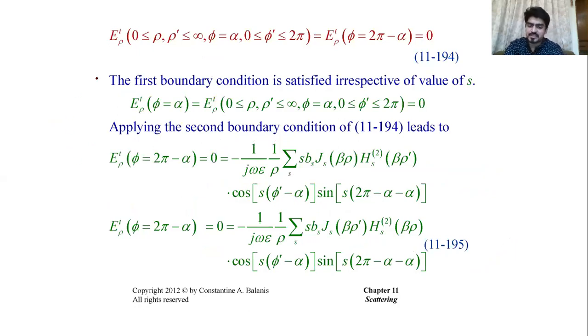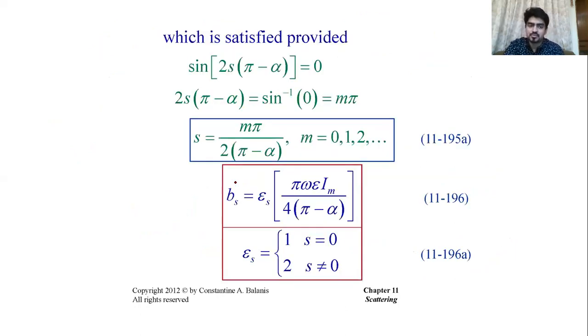So we can find that E rho component using Maxwell's equations, and then we can equate it to 0 for phi equals alpha as well as phi equals 2 pi minus alpha, those two boundary conditions, okay? When we impose those two boundary conditions, we already know that at phi equals alpha it is going to go to 0 because of that sine function. However, when we impose the other boundary condition at phi equals 2 pi minus alpha, we will be able to find the value or expression of the S, right?